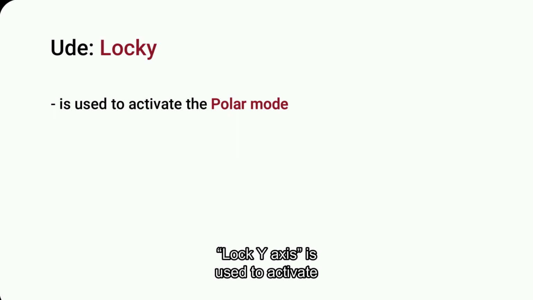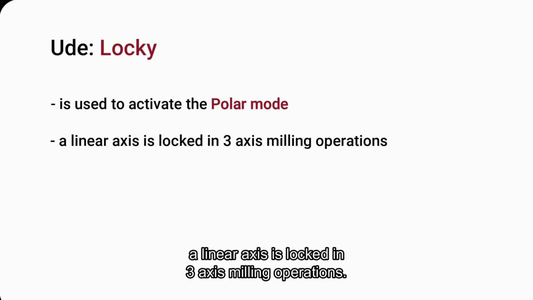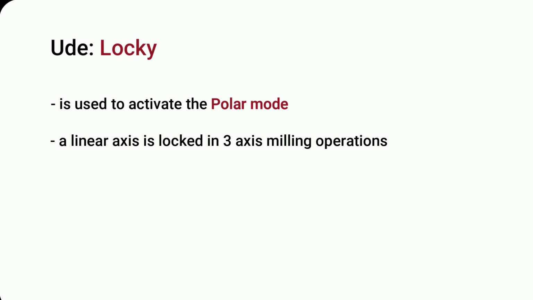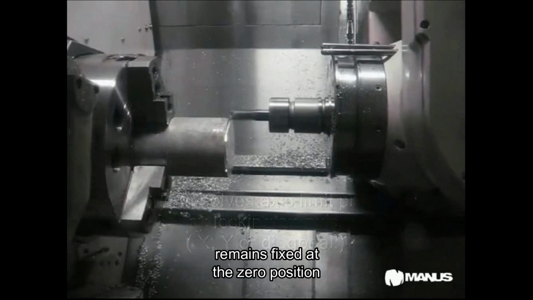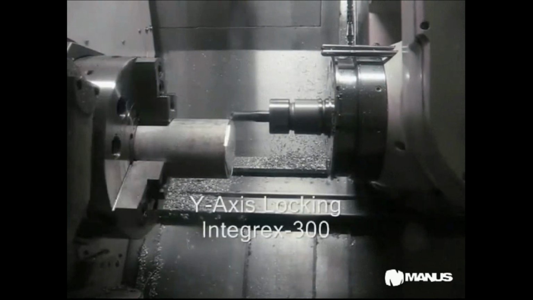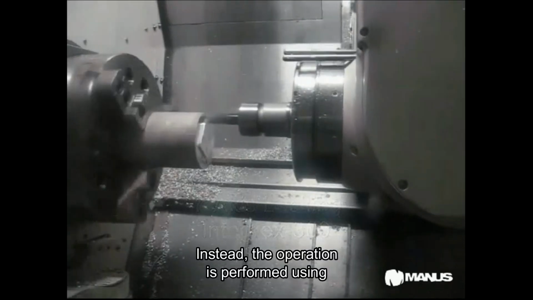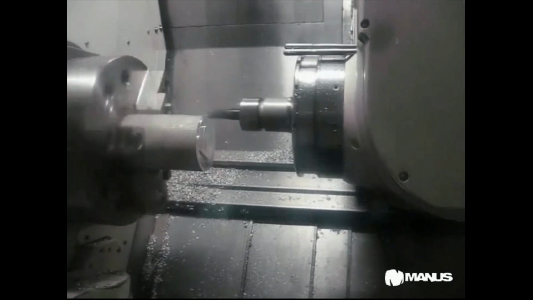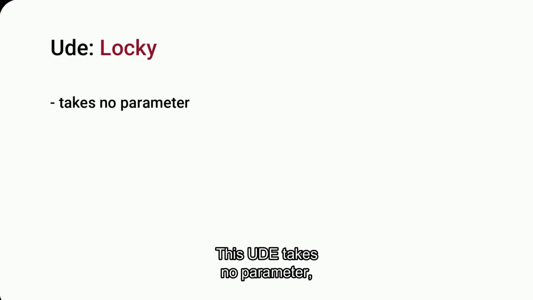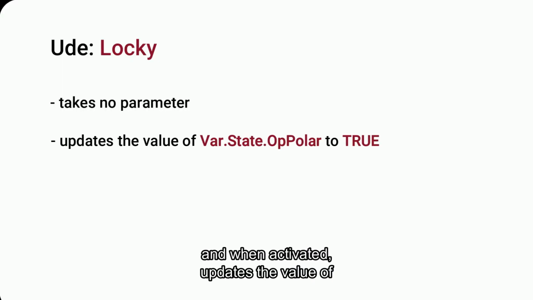Lock Y-axis is used to activate the polar mode, and in polar mode, a linear axis is locked in 3-axis milling operations. When you lock an axis, that axis remains fixed at the 0 position throughout the operation. Instead, the operation is performed using continuous movements of the C-axis. This UDE takes no parameter, and when activated, updates the value of the variable var_state_oppolar to true.